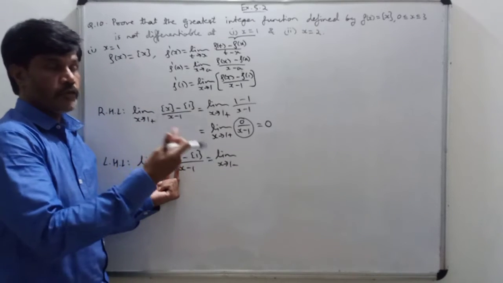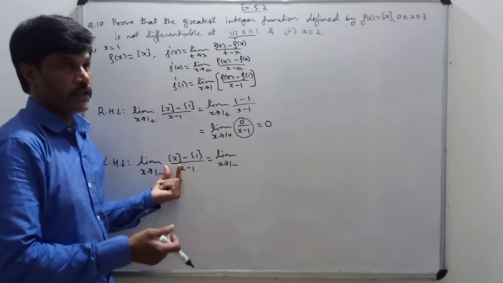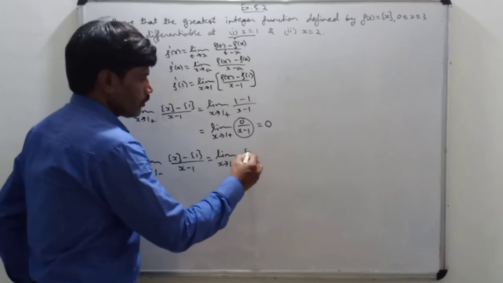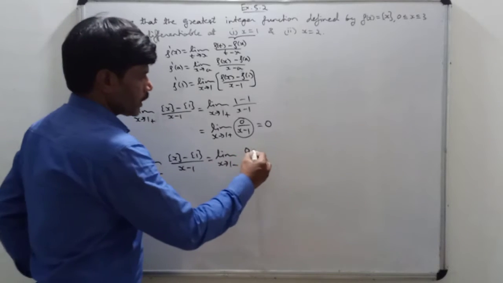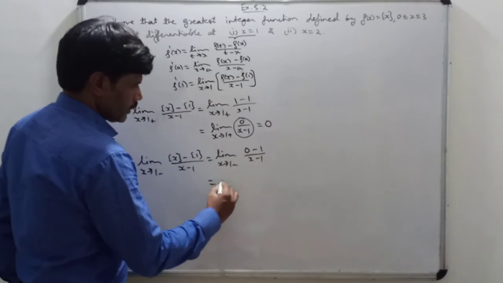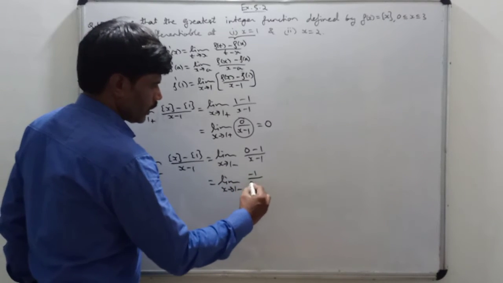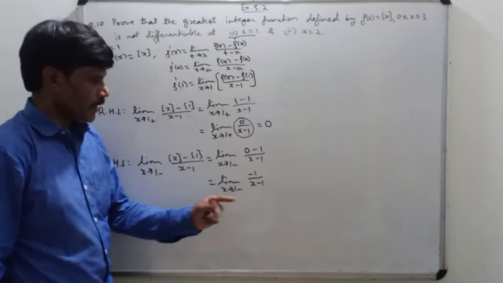Now x tends to 1 minus means x is less than 1, for example 0.99. What is the integral value of 0.99? It is 0. Minus the integral value of 1, which is 1, upon x minus 1. So that is equal to the limit x tends to 1 minus of 0 minus 1, which is minus 1, upon x minus 1. Now I am applying the limit.